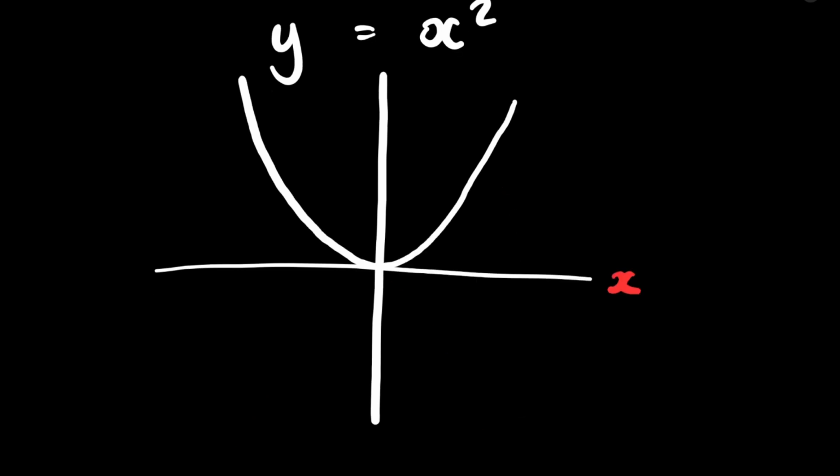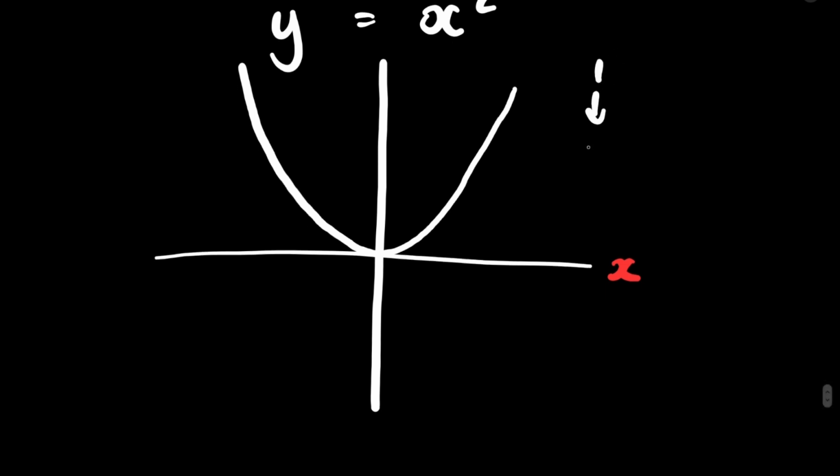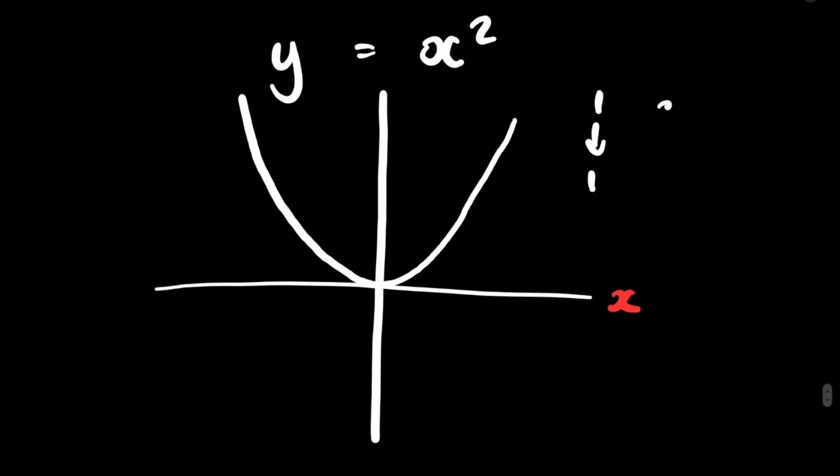So why exactly does this function have this shape? Well, let's think about it. The function takes whatever input you put in and it multiplies it by itself. So if we were to put in 1, we would get 1. And if we were to put in 2, we would get 4. And if we were to put in 3, we would get 9.